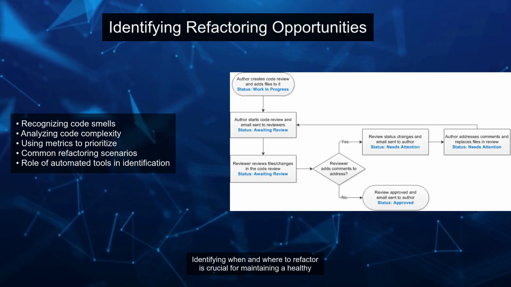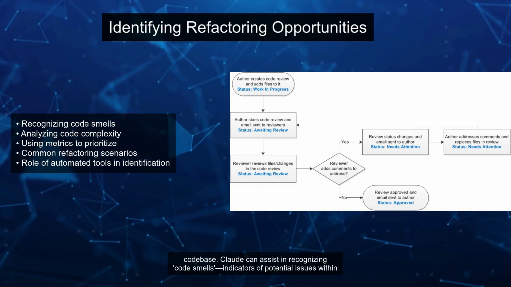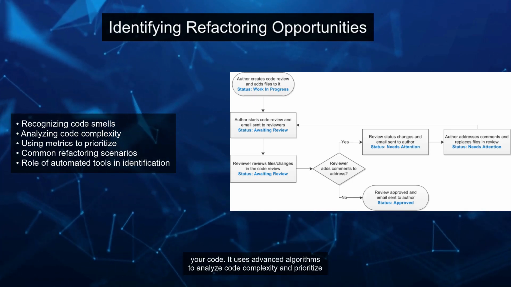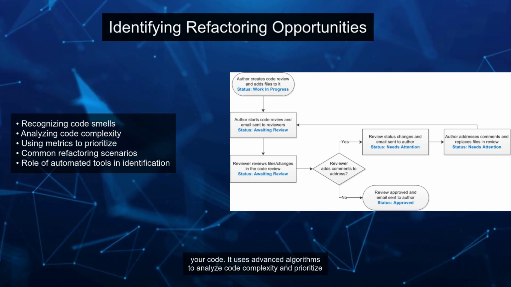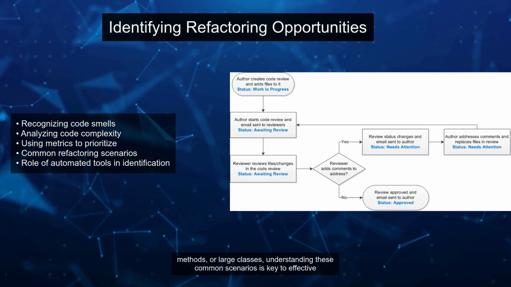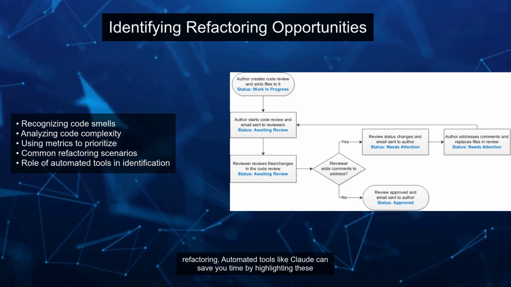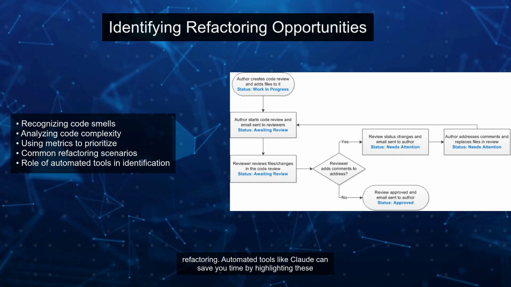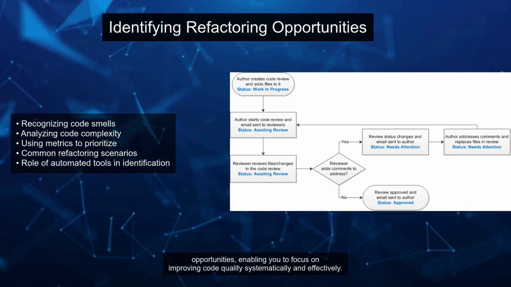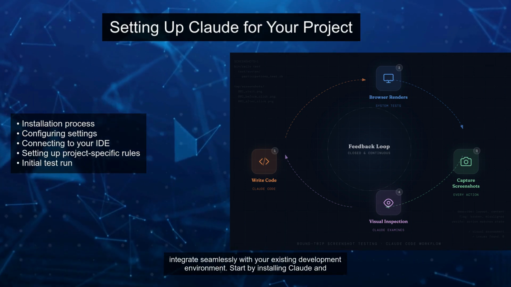Identifying when and where to refactor is crucial for maintaining a healthy codebase. Claude can assist in recognizing code smell indicators of potential issues within your code. It uses advanced algorithms to analyze code complexity and prioritize areas that would benefit most from refactoring. Whether it's duplicated code, long methods, or large classes, understanding these common scenarios is key to effective refactoring. Automated tools like Claude can save you time by highlighting these opportunities, enabling you to focus on improving code quality systematically and effectively.